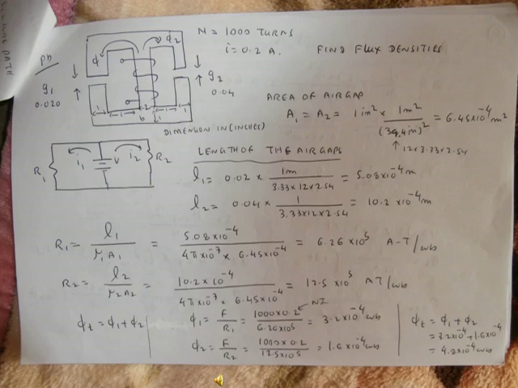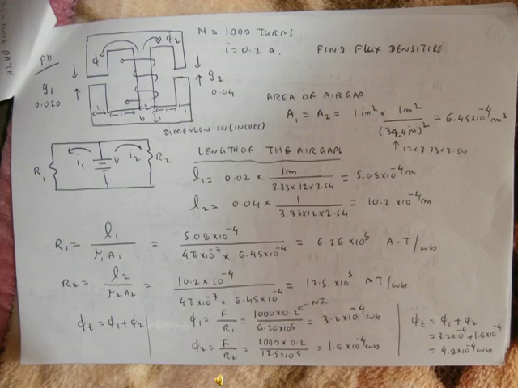The reluctance R2 can also be calculated. R2 equals l2 divided by mu2 A2. Therefore, we got 10.2 multiplied by 10 power minus 4 divided by 4 pi multiplied by 10 power minus 7 multiplied by 6.45 multiplied by 10 power minus 4. So we got 12.5 multiplied by 10 power 5 ampere-turns per Weber. So the total flux produced, phi, is the summation of phi 1 and phi 2.